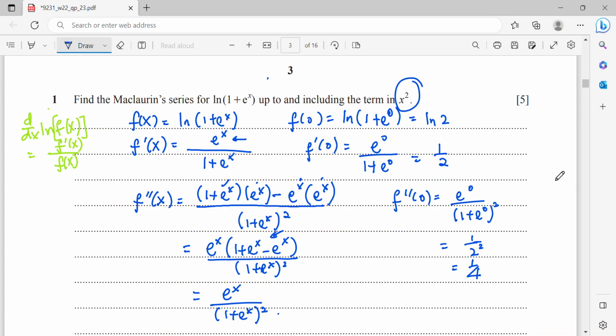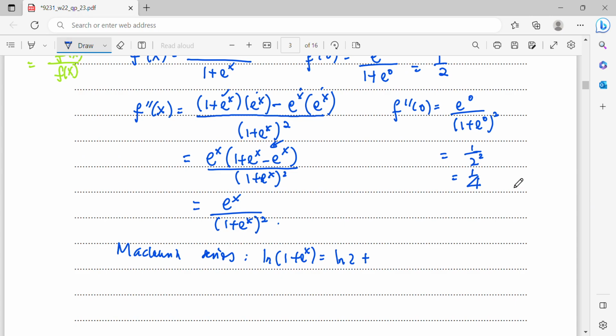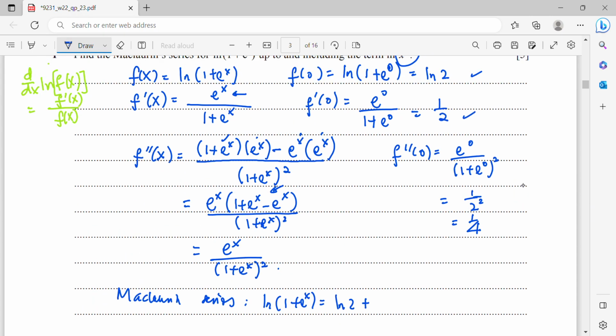Okay, so now the Maclaurin series for ln(1 + e^x). According to the formula, it will be f(0), which is ln 2, plus f prime 0, which is a half. Since this is the value after you first differentiate the function, you multiply by x. Then plus the second derivative, 1 over 4, followed by x squared over 2 factorial.